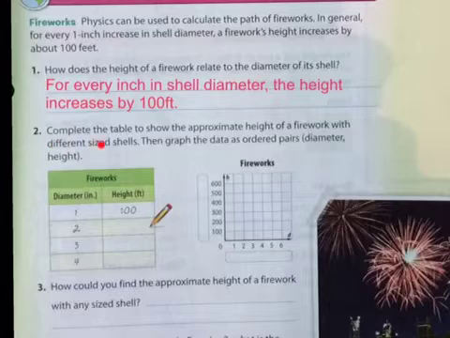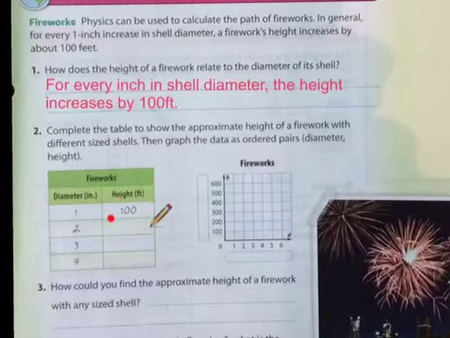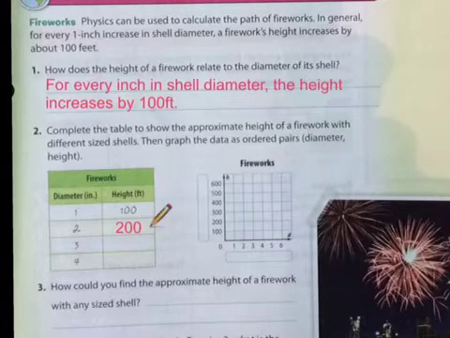Number 2. Complete the table to show the approximate height of a firework with different sized shells. Then graph the data as ordered pairs, diameter and height. So here we're going to create a table and then graph it. We've been given the information we know already. 1 inch diameter will give us an additional 100 feet in height. So if this is the unit rate, it will continue with that pattern to make it a proportional relation. So 2 inches of diameter, which is double from 1, should give us double of 100 feet. And that relationship should continue.